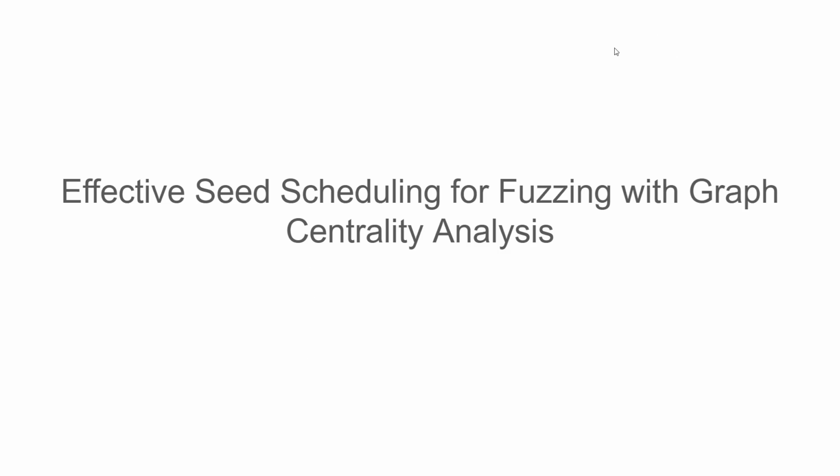Today I will be presenting the paper Effective Seed Scheduling for Fuzzing with Graph Centrality Analysis, published at IEEE Security and Privacy in 2022. This paper addresses a fundamental challenge in modern software security testing. When a fuzzer runs for a long period of time, it accumulates thousands or even millions of candidate inputs that could be tested further. However, the fuzzer cannot explore all of them equally due to limited computational resources. The central question becomes how to intelligently decide which input should be tested next.